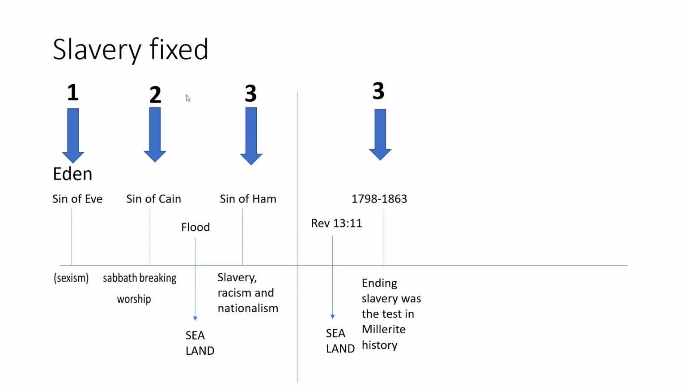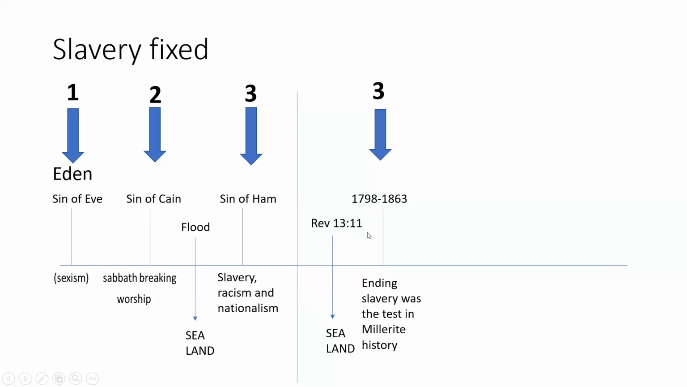So here, 1, 2, 3, they're the cases. We put a mirror there. Now we have 1798 to 1863, the issues to do with racism. Ending slavery was the test in the Millerite history. And you remember, we talked about the flood before, just before the sin of what? Of Ham. So here, just before the restoration of the sin of Ham, we are supposed to see something to do with the flood.